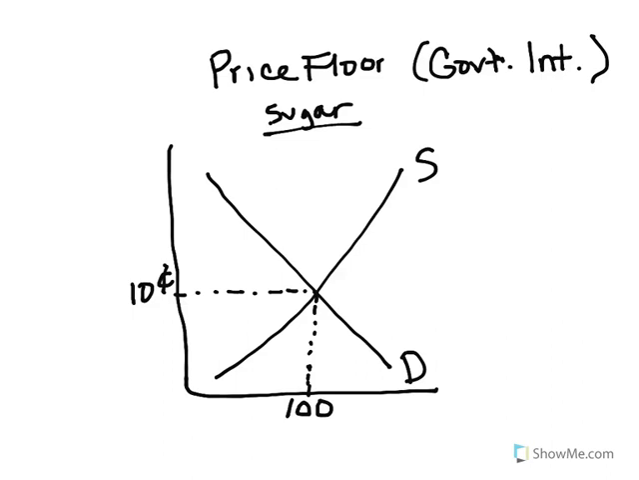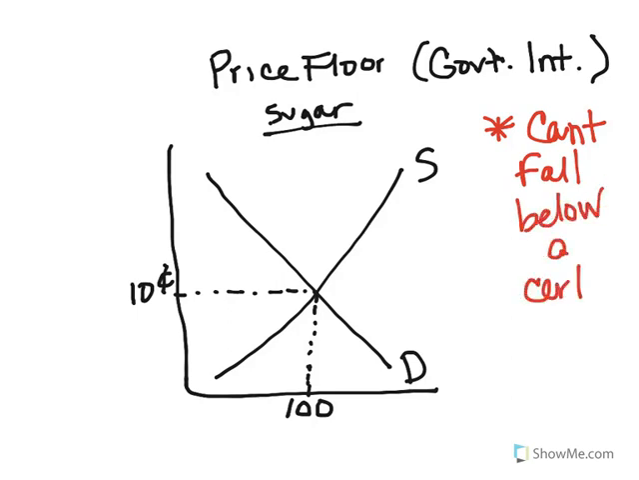What they can do is lobby to the government to implement a price floor where the price cannot fall below a certain level. So if the government implements a price floor, it means it can't fall below a certain price.